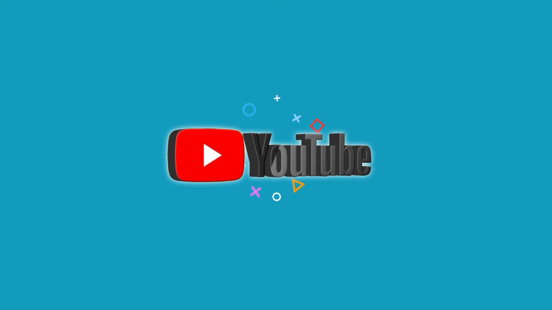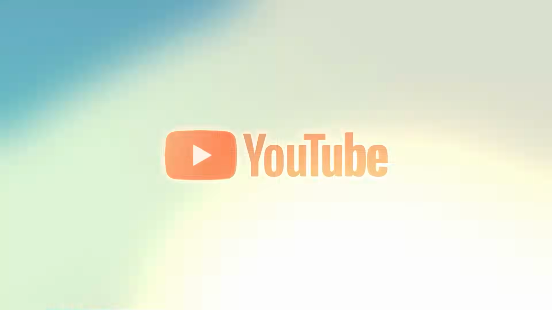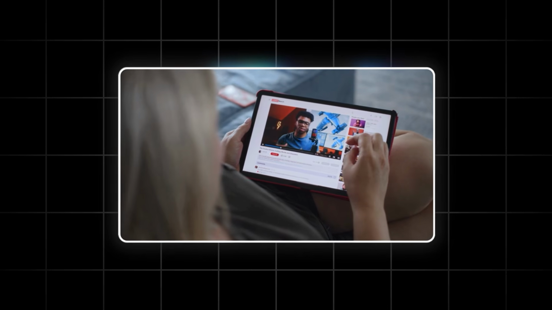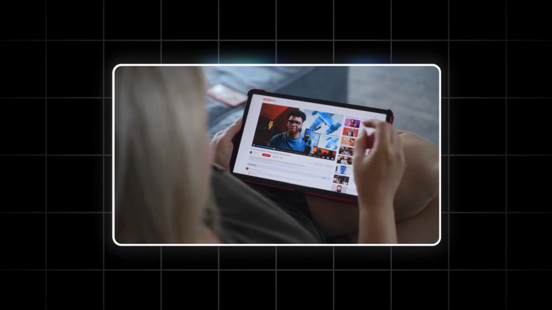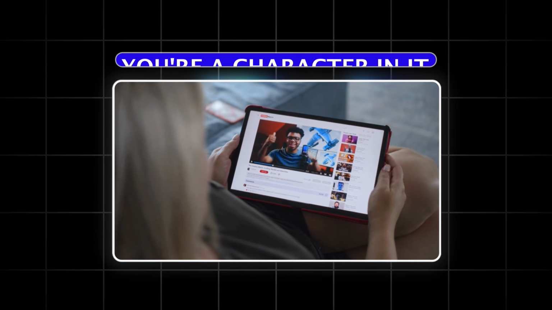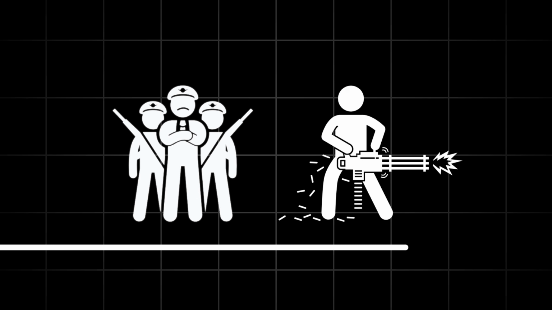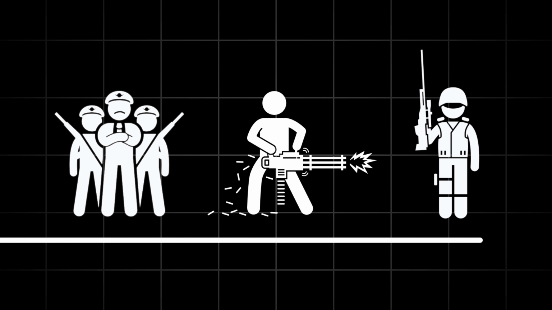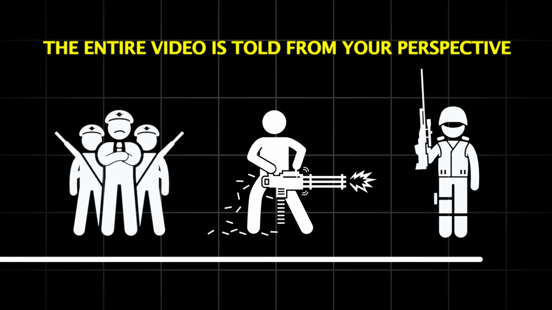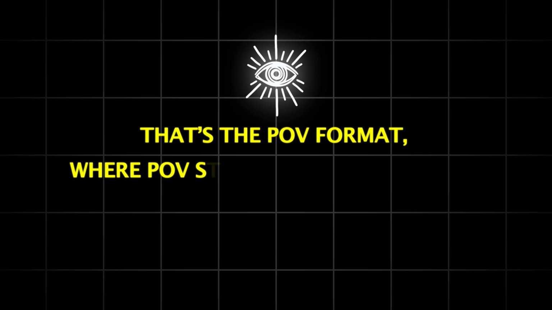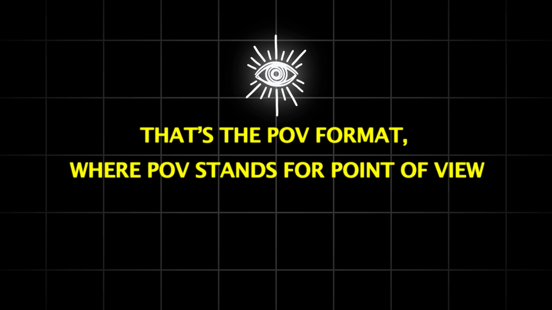So, what if you can recreate that on YouTube? Just imagine you're watching a video where the narrator is talking directly to you. You're a character in it, maybe a CIA operative or a cartel's most dangerous hitman, or a sniper shooter. The entire video is told from your perspective. That's the POV format, where POV stands for point of view.